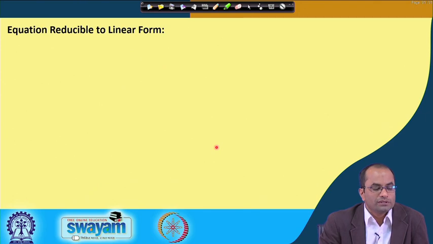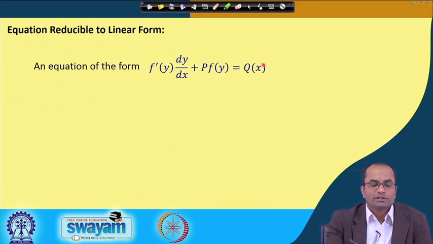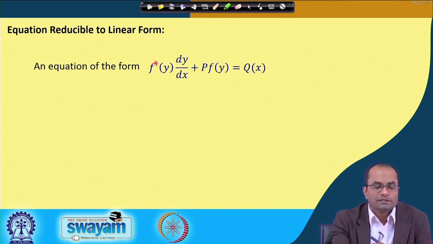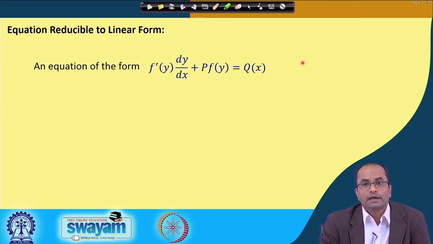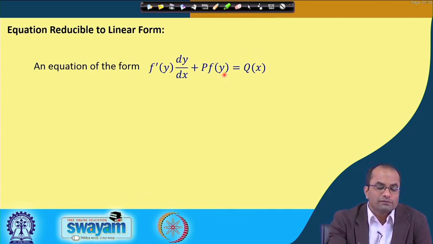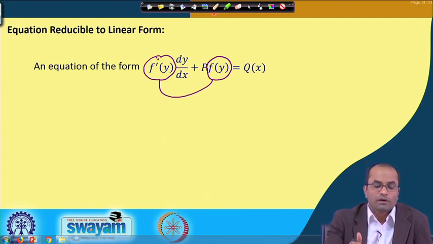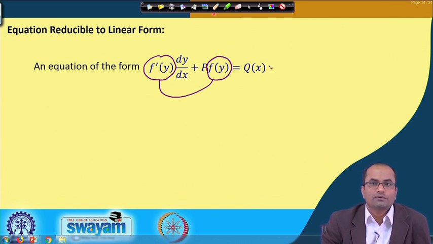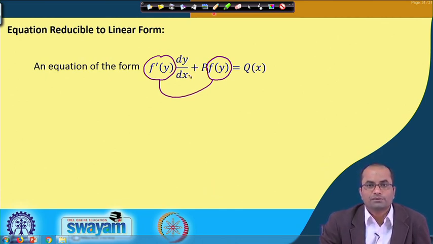Next, we will consider equations which are reducible to linear form. An equation of this form: f prime of y times dy over dx plus p times f of y is equal to q. This equation is not linear in y because f of y is sitting here and also f prime of y. The linear equation was dy over dx plus p y is equal to q of x. But what do we see here? The derivative of the term sitting with the p, the f, is just in front of dy over dx. So, if we can write our equation in this form, then it can be reduced to the linear form by an appropriate substitution.